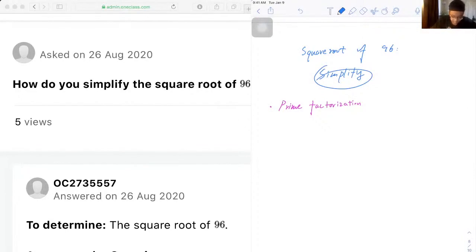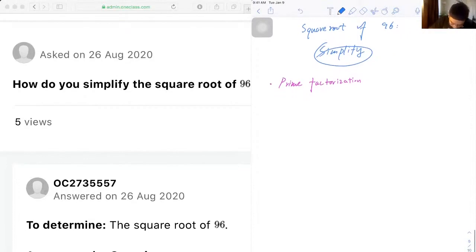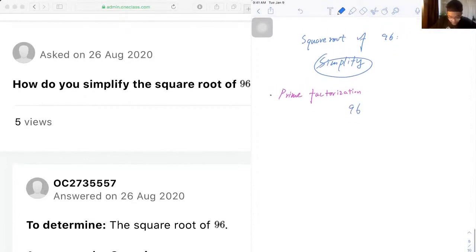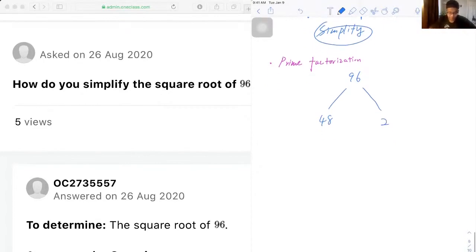Okay, so let's do this way. So we got 96, right? And then first we know that 48 times 2 is equal to 96, right? So that's the first thing. And we know that 2 is a prime number already, so we can just leave it there.